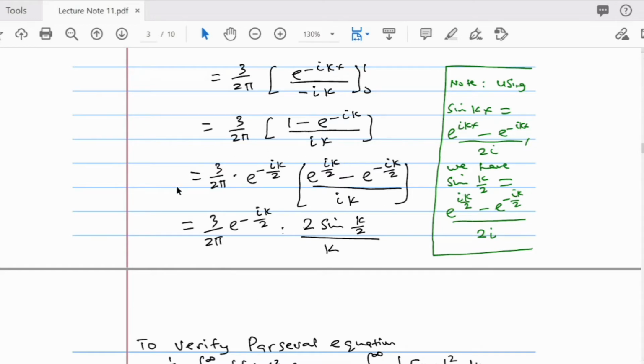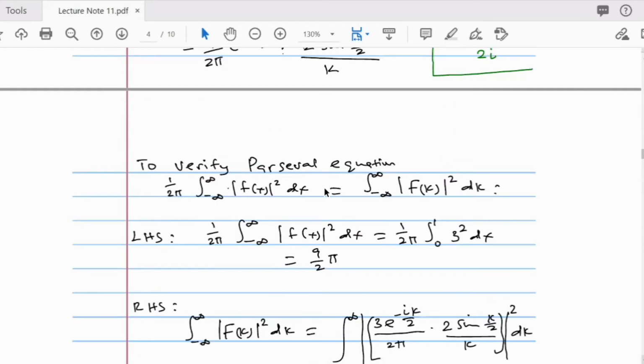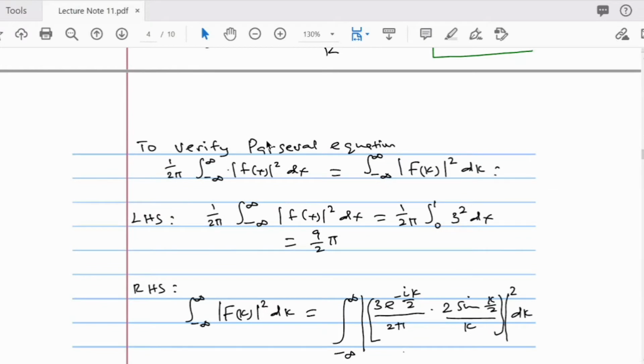So the next thing is to verify our Parseval identity, or Parseval equation. So this is the Parseval equation. What we're going to do is show that the left-hand side equals the right-hand side. So you compute your left-hand side and you also compute the right-hand side. Show that the two of them are the same. Okay, let's compute the left-hand side.